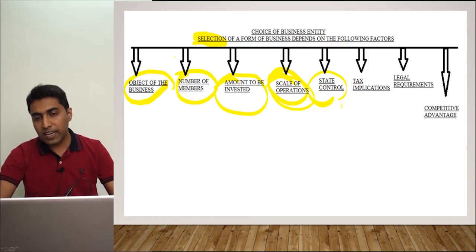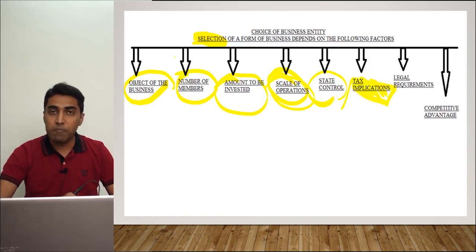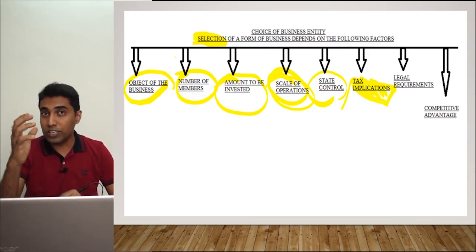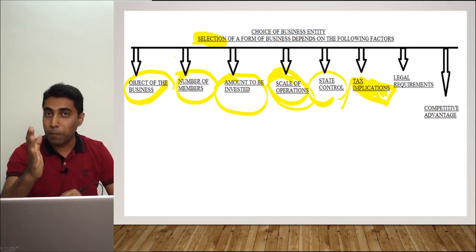Then the next and important thing for big businesses is tax implications. Tax implications can determine what kind of business you want. So for corporations, that is private limited company and public company, the taxation is 25%.